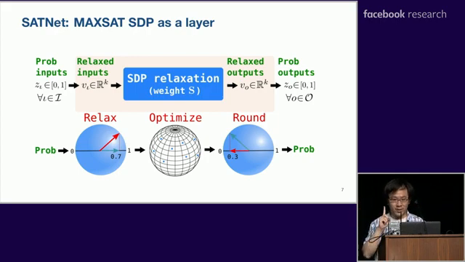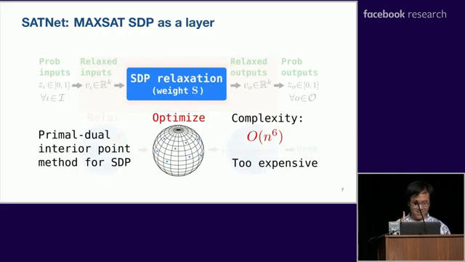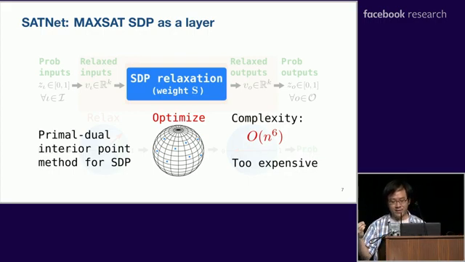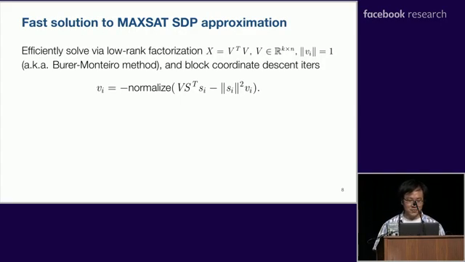However, there's one serious problem. The SDP is too slow to solve, even if it is in polynomial time. Traditional solvers use a variant of the primal-dual interior point method, which takes n to the 6th time to solve the MAXSAT SDP. This is too expensive and won't scale beyond hundreds of variables. Fortunately, we have a secret weapon, a fast algorithm to solve the MAXSAT SDP.